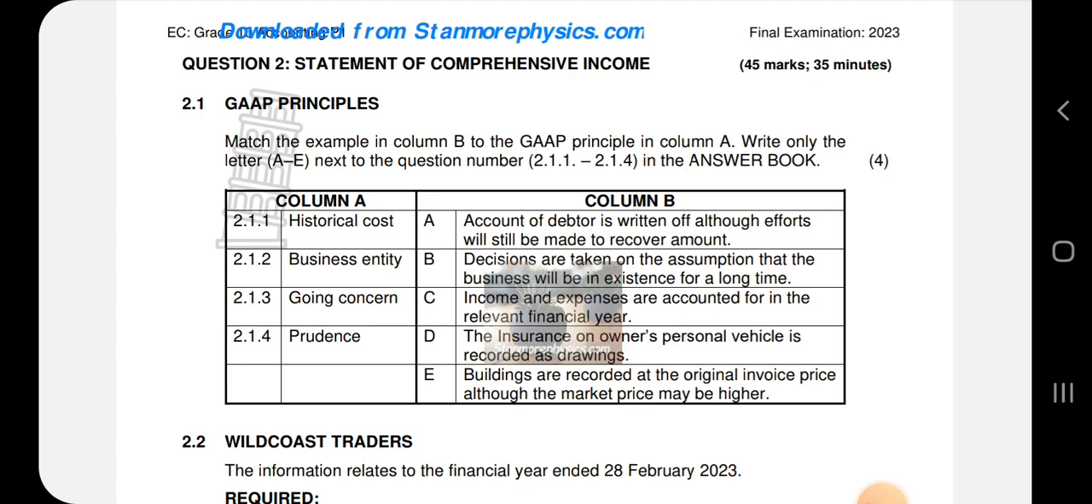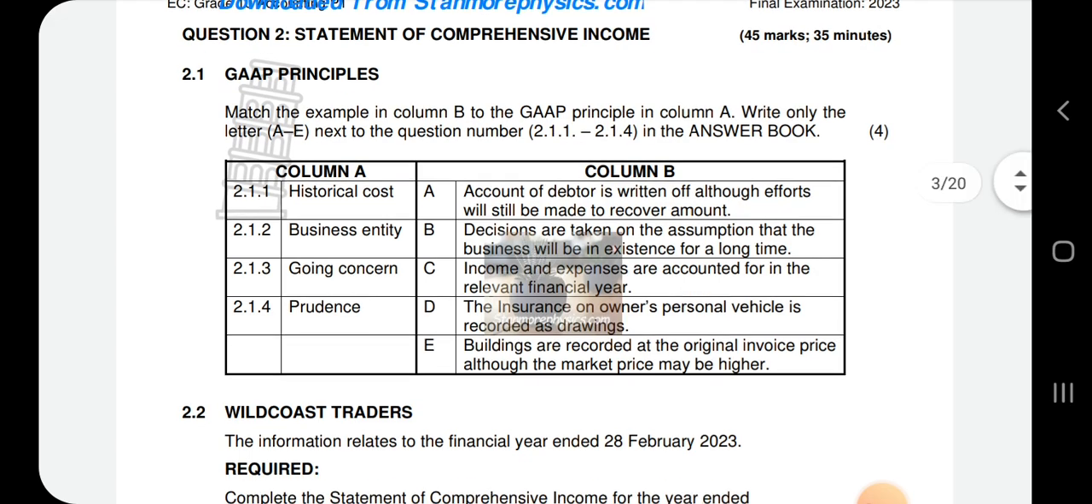You record your assets, which are your vehicles, your equipment, your land, at the original cost at which you bought them. If you bought them for 500,000, they will be recorded at 500,000 for as long as they remain in the business in your balance sheet. So historical cost matches with E. And then we have 2.1.2, which is business entity.